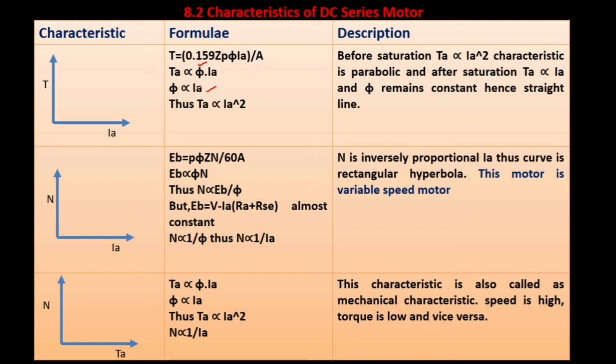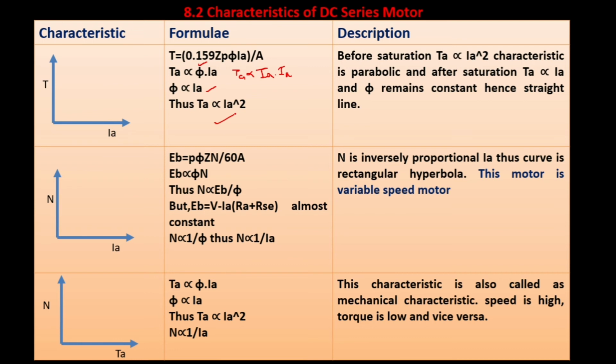Okay, so you say that phi is directly proportional to Ia, and if phi is directly proportional to Ia, I can replace. That means the torque will now be directly proportional to what? Torque will now be written as directly proportional to phi, which can be written as Ia, and this Ia was previously written over here. That means the formula should reduce to torque directly proportional to Ia square.